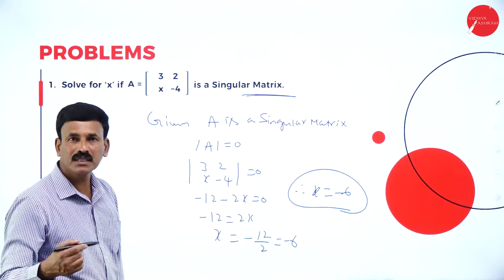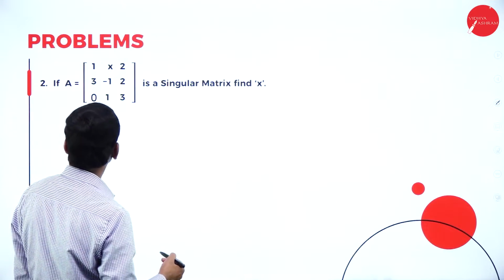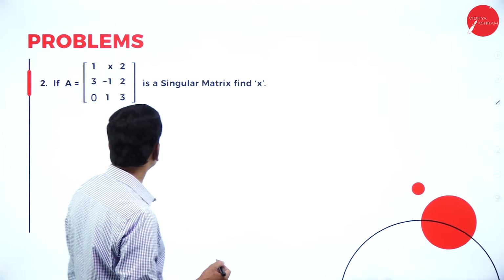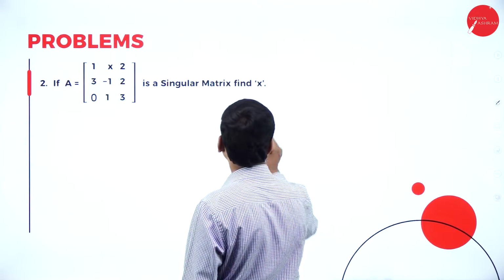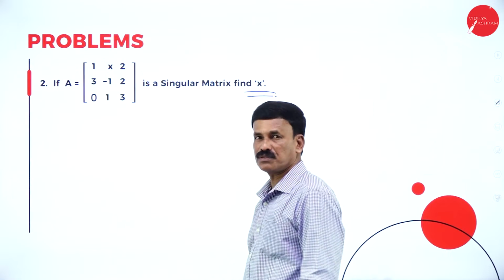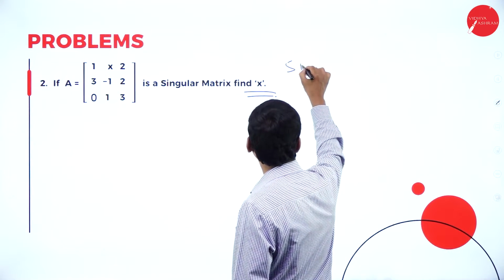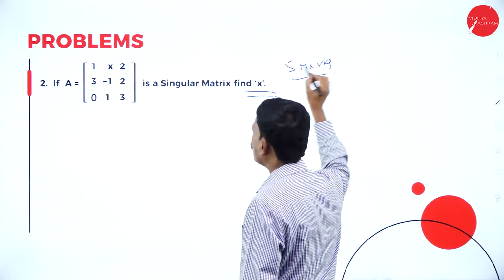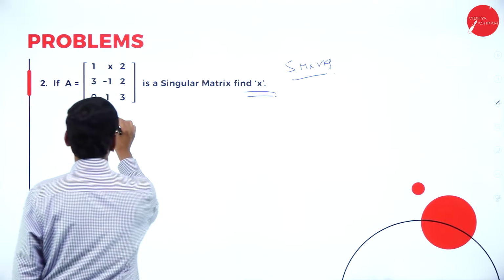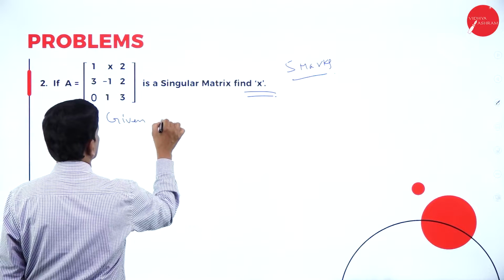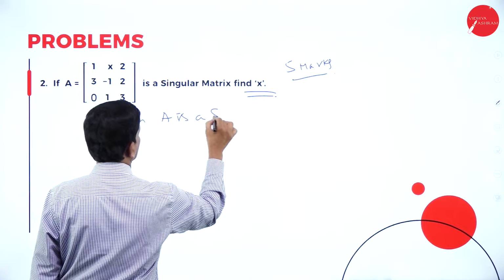Now, let us take the next problem. If A is equal to [1, x, 2; 3, -1, 2; 0, 1, 3] is a singular matrix, find x. This is also important for 5 marks. Usually, you may get this type of question for 5 marks. A very simple problem. See what is given? Given A is a singular matrix.